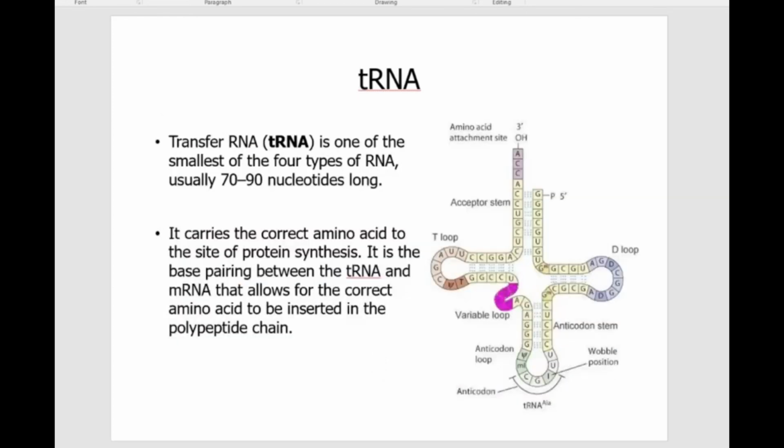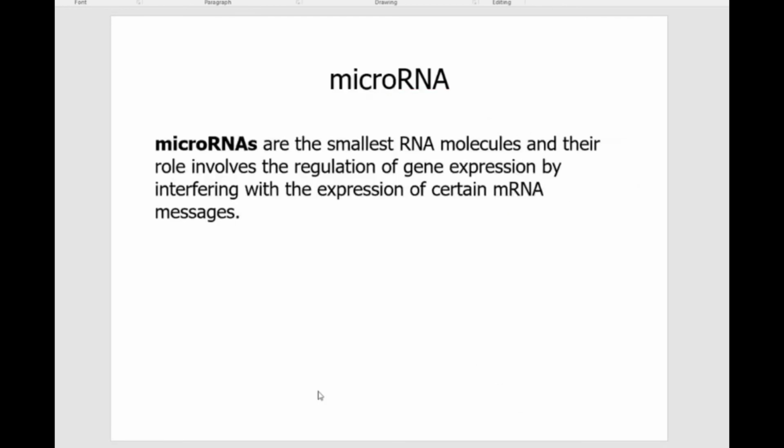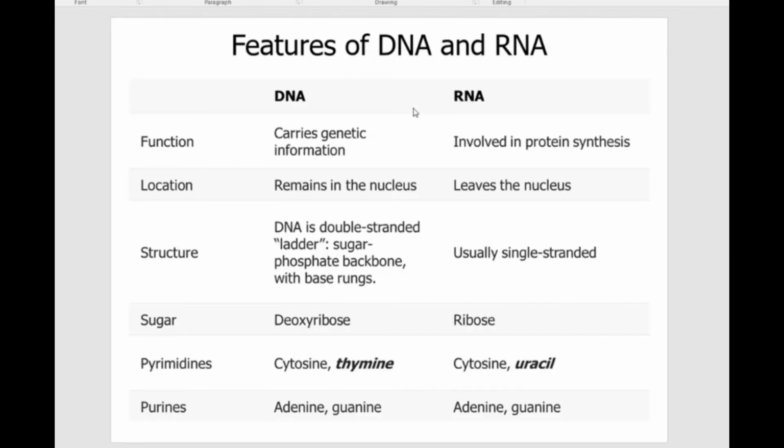Right? And then tRNA, that's the basic shape of tRNA. It's almost like a clover leaf. See over here, that's an amino acid attachment site. So it will kind of go around, pick up the amino acid, and then bring the amino acids to ribosomes to form a long polypeptide chain. Okay? And then the microRNAs, they're involved in the regulation of gene expression. Okay? So we'll talk about that in the gene expression chapter.